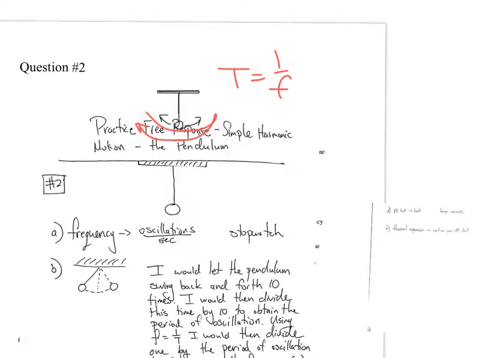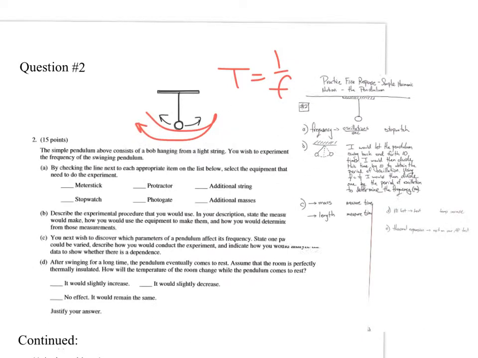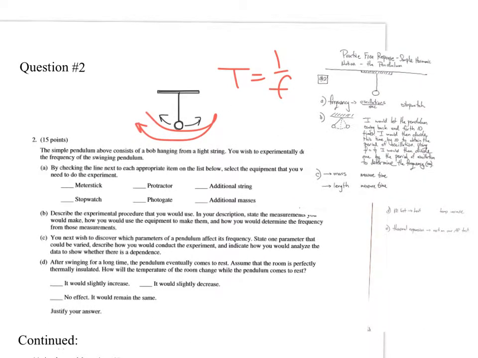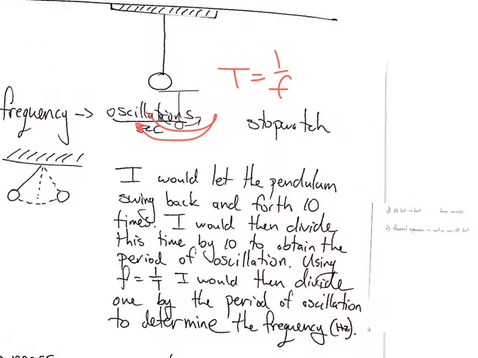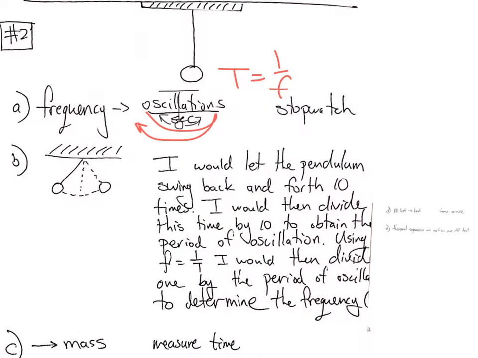And then part B is we're going to describe how we would do that. So for part B, we're describing what measurements we would take, and then how from those measurements we would actually determine the frequency. So I said something like, I would let the pendulum swing back and forth 10 times. I would then divide this time by 10 to obtain the period of oscillation, and using frequency equals 1 over T, I would then divide 1 by the period of oscillation to determine the frequency. So here I'm putting the formula into words and describing the process of solving the simple equation.